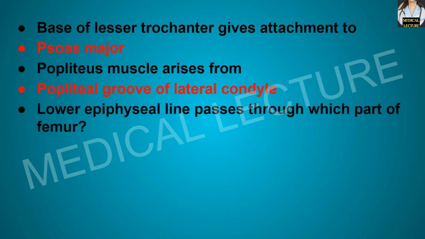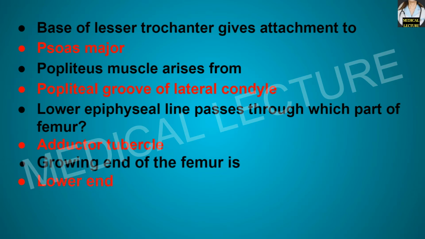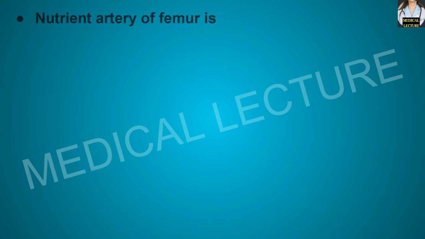Lower epiphyseal line passes through which part of the femur? Adductor tubercle. Growing end of the femur is the lower end. The nutrient artery of the femur is a branch of the second perforating artery.